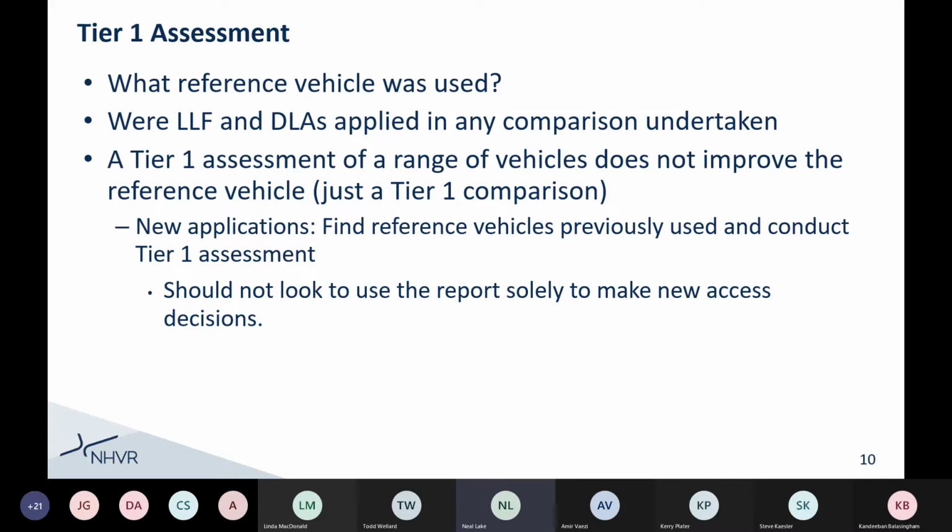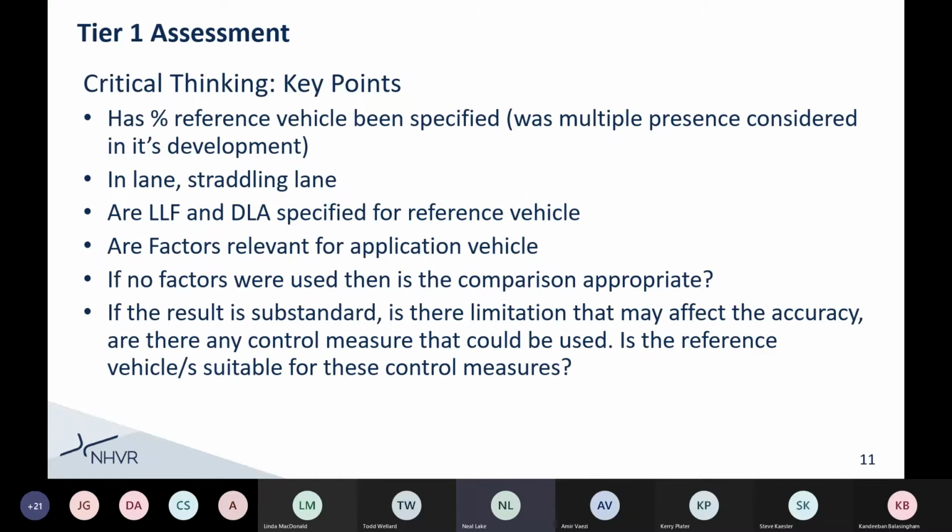And just covering off on the last point, which is what I've already said: if you have a Tier 1 report and you have a new assessment vehicle, you shouldn't really be using that Tier 1 report solely to help make access decisions. You should be finding the underpinning reference vehicle and actually doing a proper Tier 1 assessment on it. So that's a little bit about Tier 1.